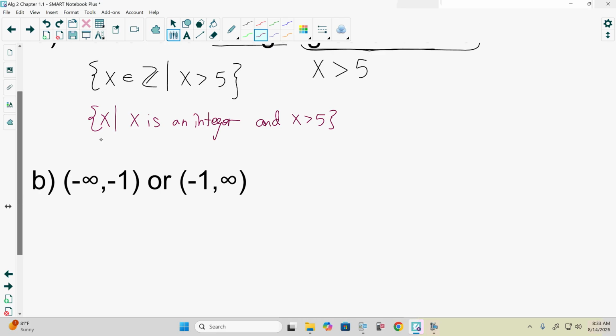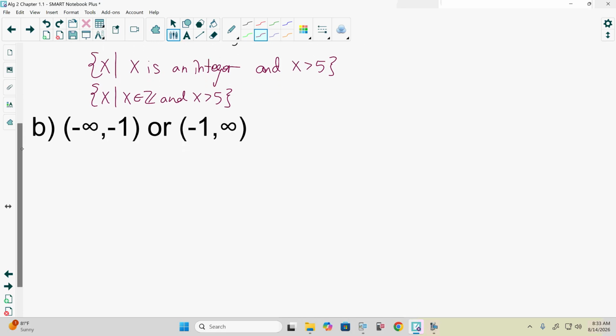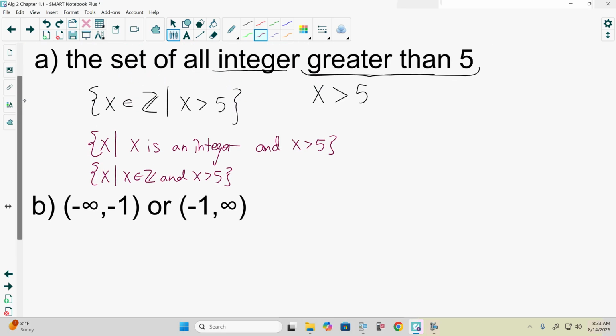Because, I mean, we could combine the two. X is an element of the integers, and if it's saying the same thing, we might as well just put it in the first half. Questions on A?